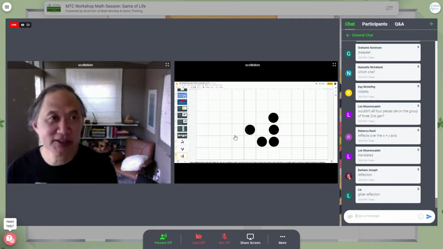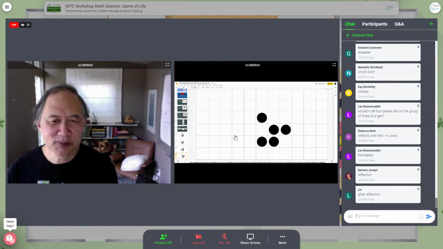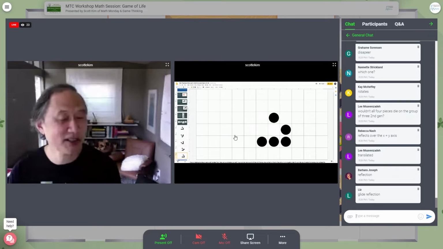Yeah, glide reflection. Yes, this is an example of glide reflection. So if that glide reflected, then what's going to happen next? From here to here, it glide reflected. Well, this is pretty cool. Here's what happens next. It ends up here. And that is not in the same position as the original one.